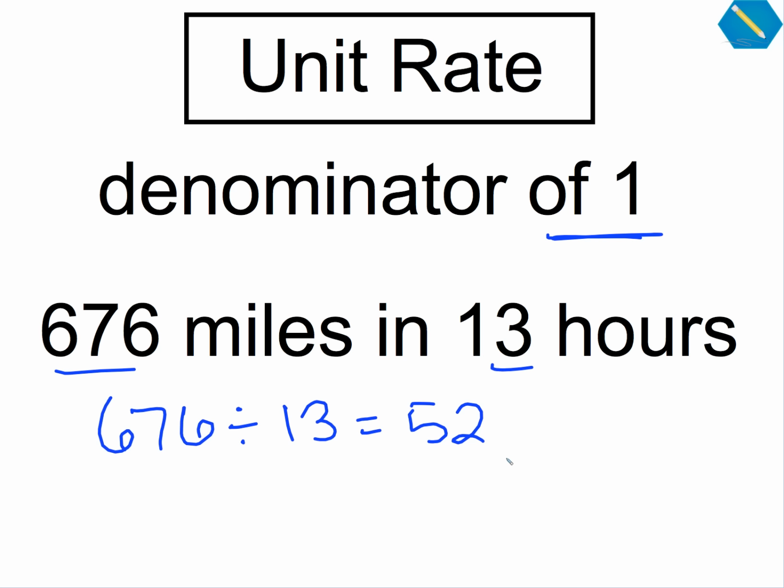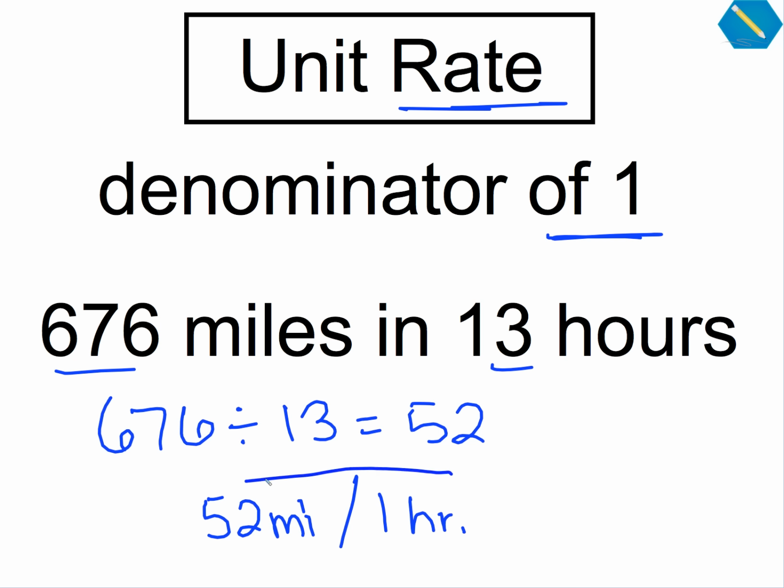But remember, that's not the final answer because a rate is a comparison of two numbers by division. So I need to take that 52. I need to label it because now that I'm talking about rates, since my units are different, I need to label it. So it's 52 miles per 1 hour. Now I have a denominator of 1, so this is a unit rate, 52 miles per hour. That would be my average speed. It also tells me how many miles I traveled in 1 hour.